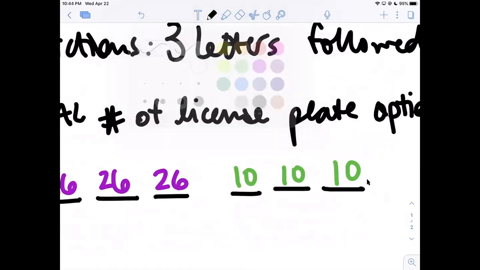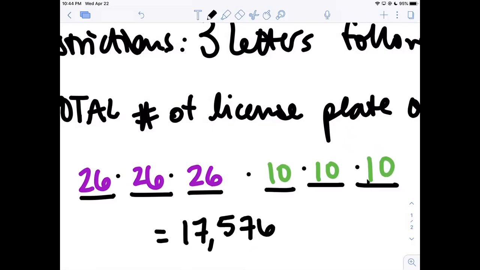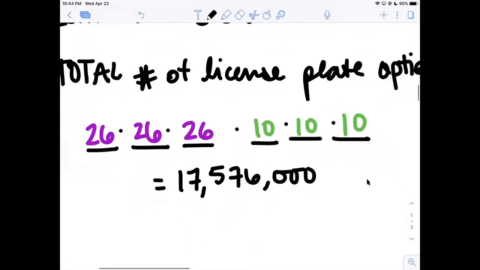And since this is the multiplication or the counting principle, we're just going to multiply all of those together. Throw them in your calculator, and what do you get? You get this number. I'm too tired to read out loud. And that's how many possible plates we can get. It's a lot of possibilities. Okay, so that's if I could repeat and use all numbers.